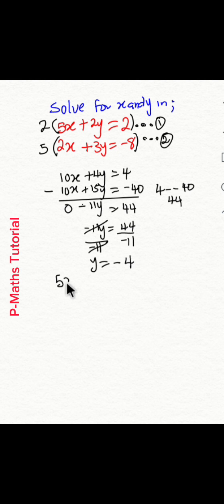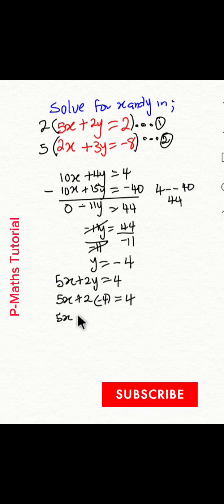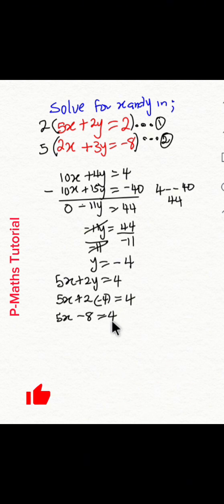We have 5x plus 2y equals 4. Anywhere you see y, put negative 4 there. So I'm going to have 5x plus 2 into negative 4 equals 4. That means I have 5x, 2 times negative 4 is minus 8, equals 4. Then this is 5x equal to 4 plus 8. Taking the minus 8 to the right hand side, that is collecting like terms. So we have 5x equal to 12.